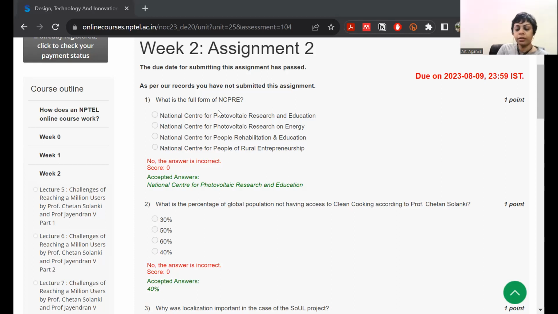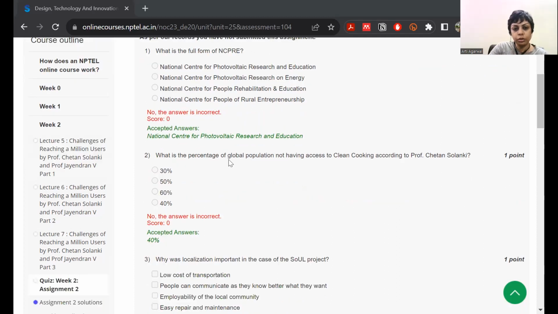Since the project is about photovoltaic cells, it is probably going to be something to do with photovoltaic research. And since the project has to do with education of kids, mostly kids actually, there should be something to do with education in the name. So option number A is the correct answer. Okay, let's go to the second question.